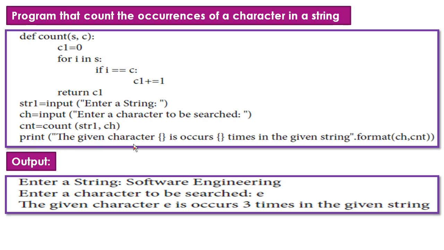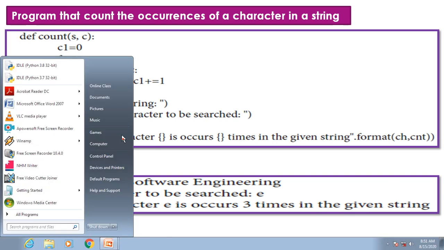And finally, the print statement prints the number of times the character occurs. The given character E is acquired 3 times in the given string. This is printed by using the final print statement.